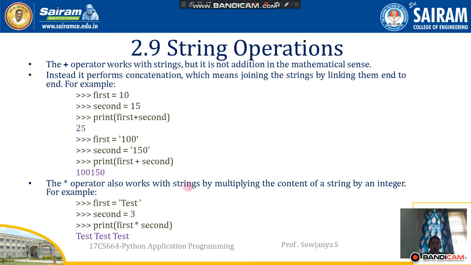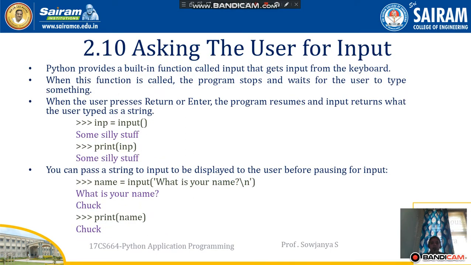This operator works with strings by multiplying the content of the string by an integer. For example, you have first is equal to "test" and second is equal to 3. This is a string and this is an integer. When you perform this operation, print first times second, what does it do? It prints test thrice: test test test. So this is how we can perform string operations.